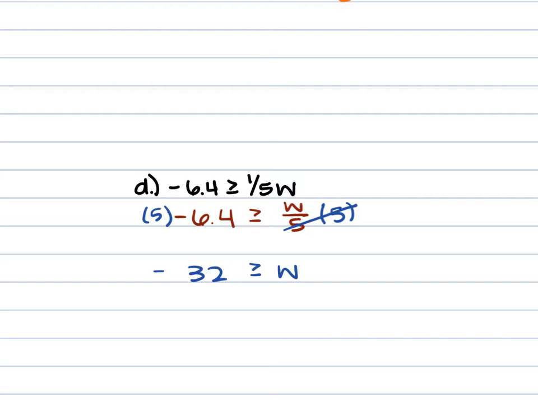So we're just going to rewrite this now to where our W comes first. So we're going to keep our sign open to the negative 32. So it's just going to be W is less than or equal to negative 32.